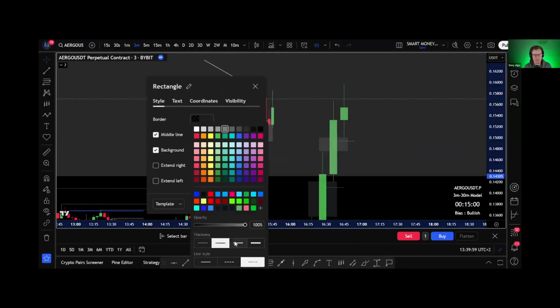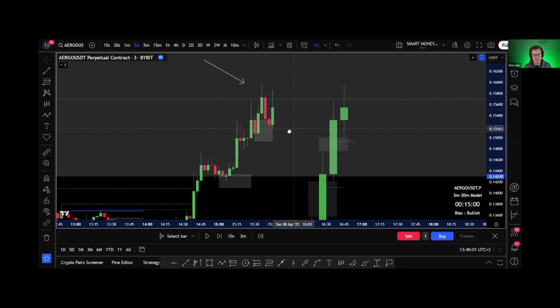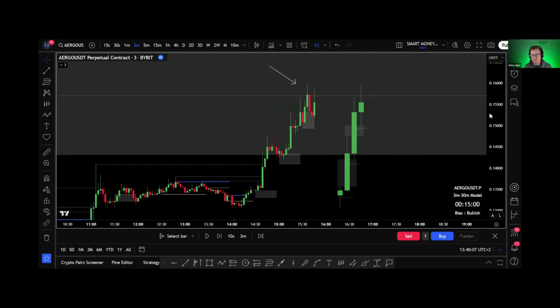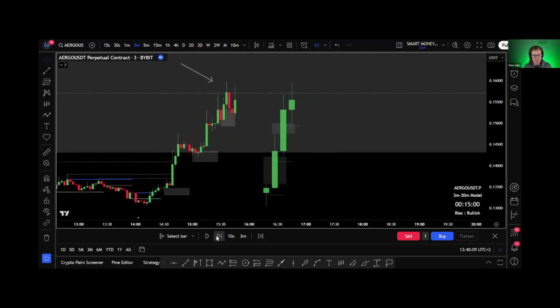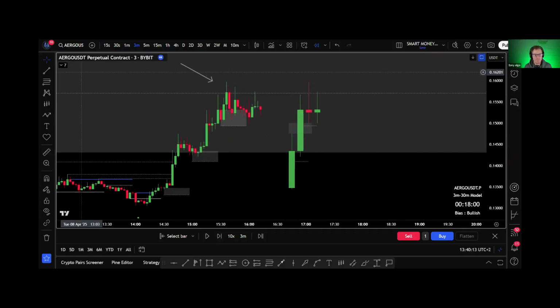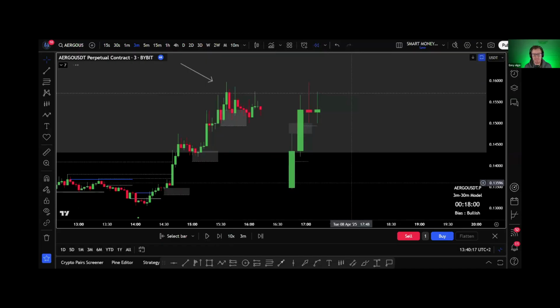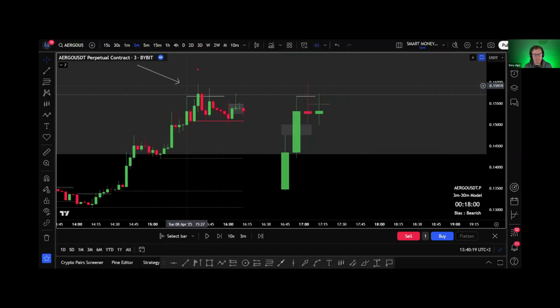Let me make this bigger so it's easier to see. You can see it's tapping into the 50% line. I love using these 50% lines. They work super, super well. Then it would have seen a sweep happening. Oh, wait, I've got to turn on the bearish option here. There we go. Then we get a sweep occurring.